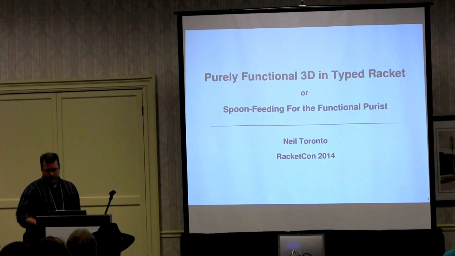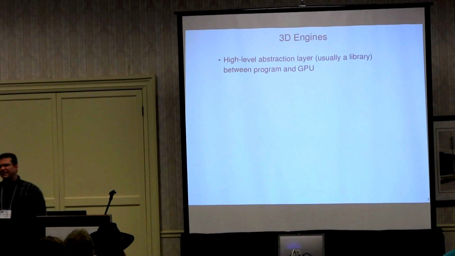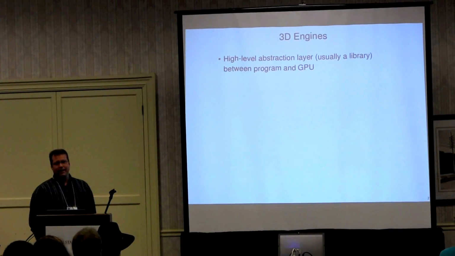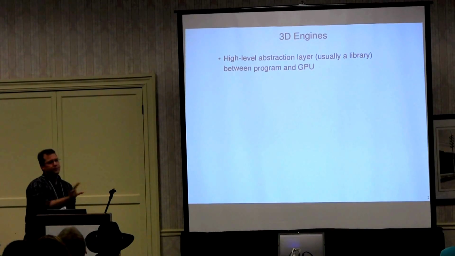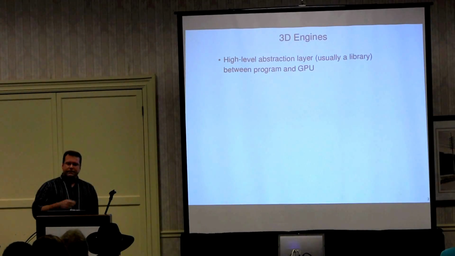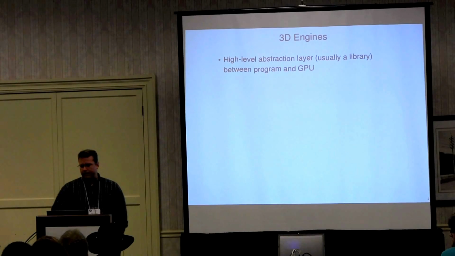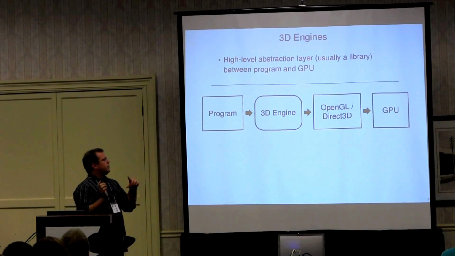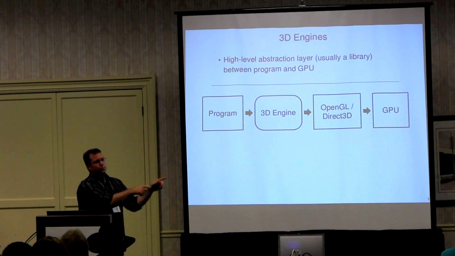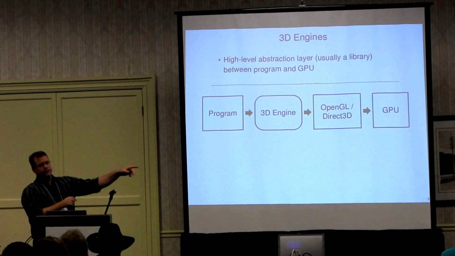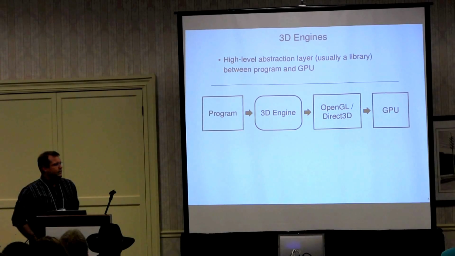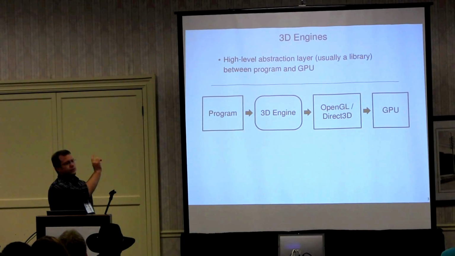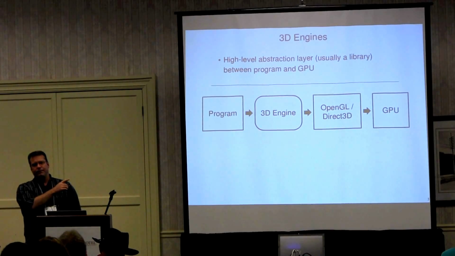All right, so in the last couple of months, I've been in my man cave making something, doing a 3D engine. Now I have to explain what a 3D engine is. It's a high-level abstraction layer. It's usually a library between your program and a GPU that sort of looks like this. You have a program that outputs things to the 3D engine, which talks to OpenGL or Direct3D, which knows how to talk to your graphics card. So it's like a three-step process. The reason you'd want a 3D engine is because talking directly to OpenGL or Direct3D is painful.